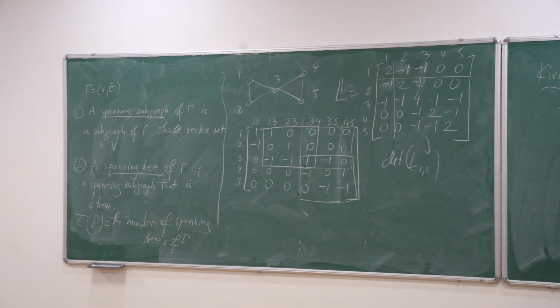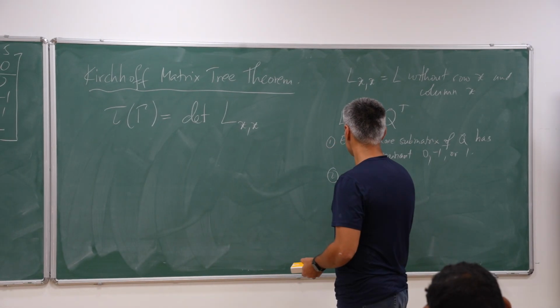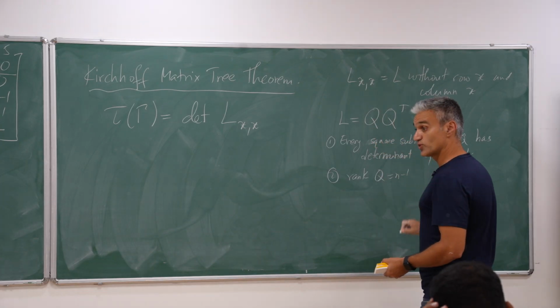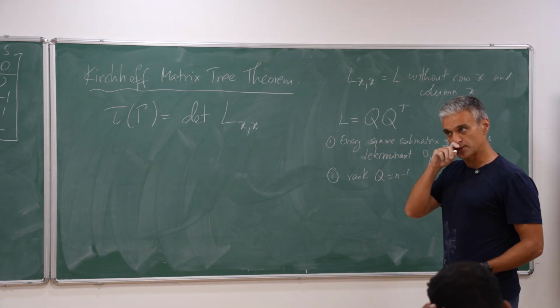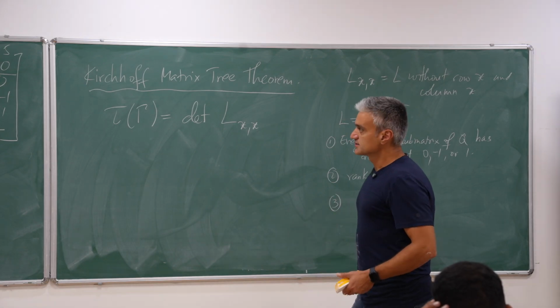Now, this is for connected graphs. So remember that the rank of Q is n minus 1. Professor Kanan proved this.